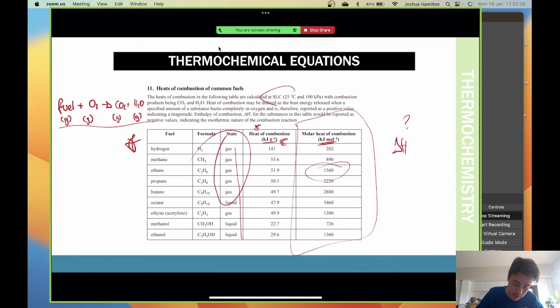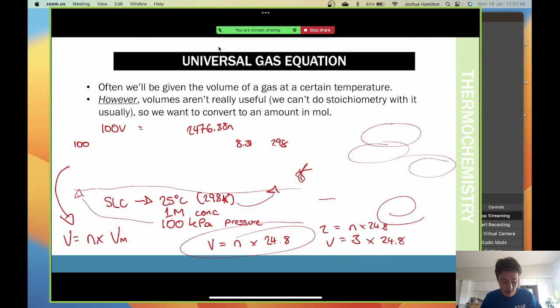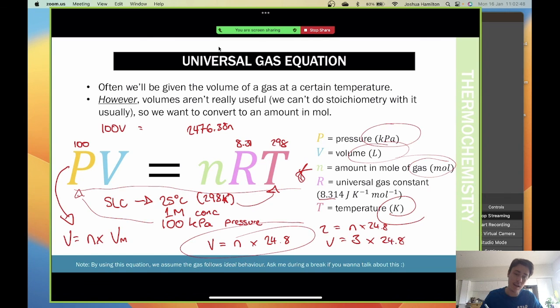Therefore, as you can see, they also mention SLC here. Therefore, these questions where they give you everything as a gas, you go through the question. You then get to here, and you need to start utilizing this equation because they're going to ask maths questions that require this equation or require this one down here, which is technically this one here. That VM is 24.8, by the way. That's what we refer to that as. So that's the universal gas equation.